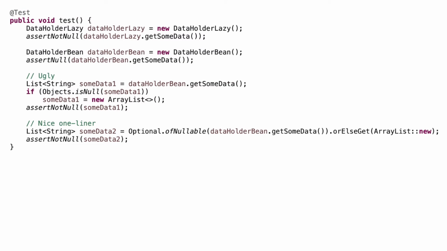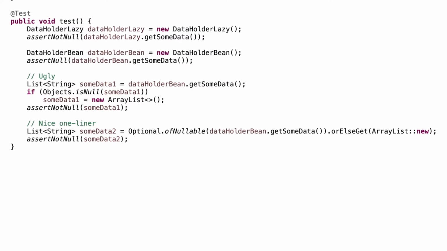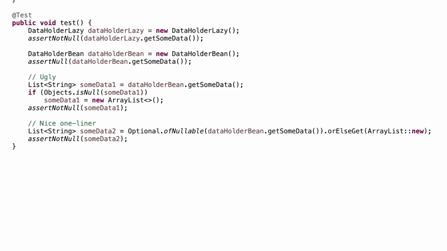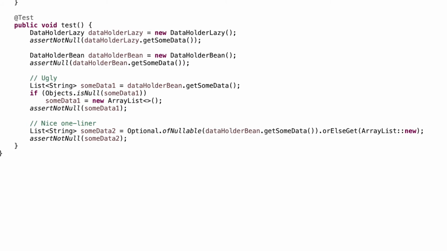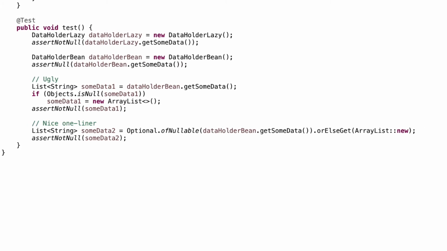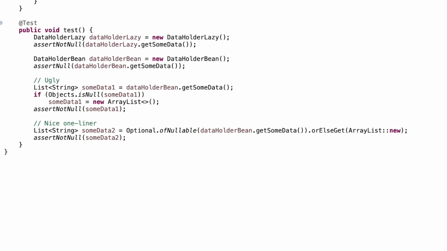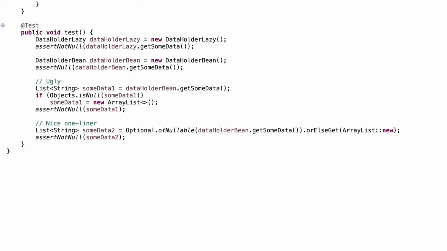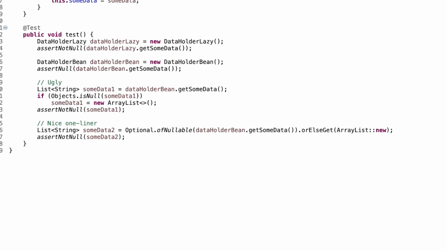If you then continue to work with that list, for example, by using the Java streaming API, the stream of elements simply is empty and just nothing will happen on that occasion. If the list is not null, the optional container will just return that list and the or else get method will not construct a new list.